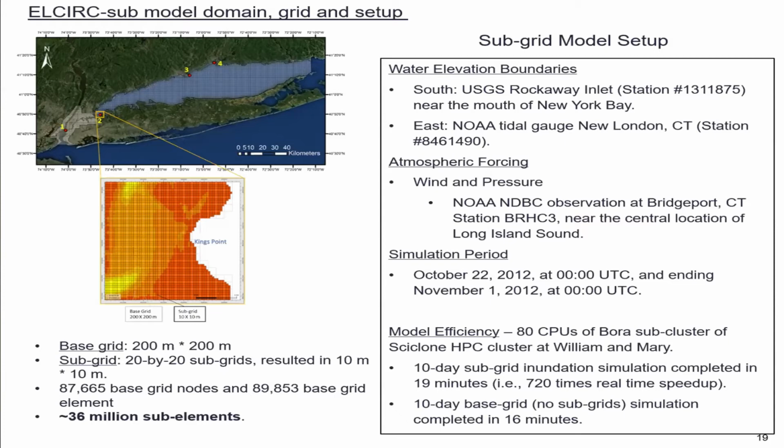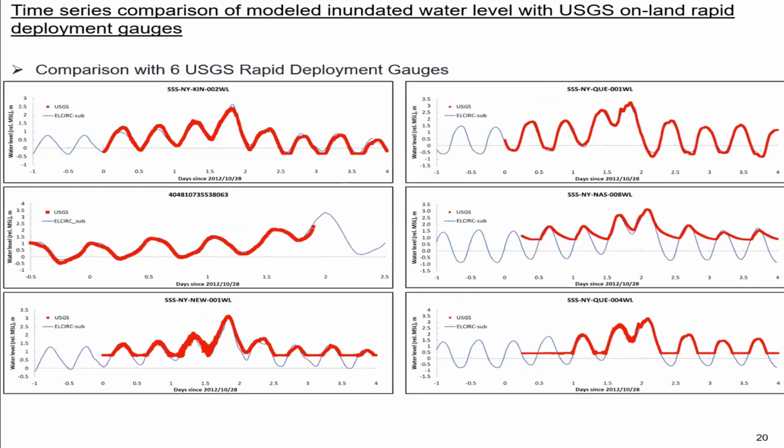With the subgrid included, and without the subgrid, it's taking 60 minutes. So with the subgrid, because it's using analytical transfer information, it only takes 3 more minutes. And the result of the subgrid compared with the USGS on-land gauge is shown in this comparison. The red is the measurement, and blue is the model result. So the result is fairly good.